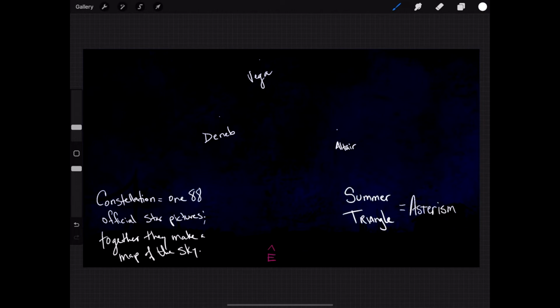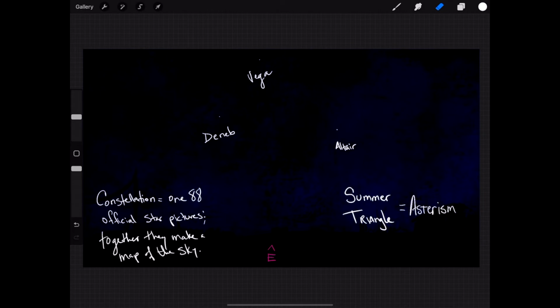Well, where does that leave the asterisms then? Well, the asterisms are any other picture that anybody could make up. They're sort of unofficial pictures in the night sky. So one of the most famous of those, and I'm sure you've heard of this one, is the Big Dipper. Now that's in the northern part of the sky. We're not going to look at it in this video, but one of probably the second most popular asterism after the Big Dipper, and, well, maybe the Little Dipper, is the Summer Triangle.